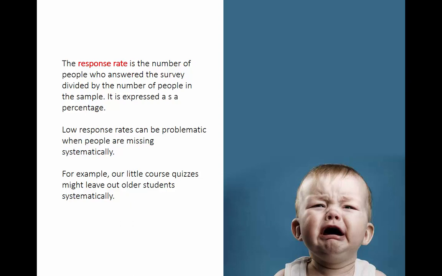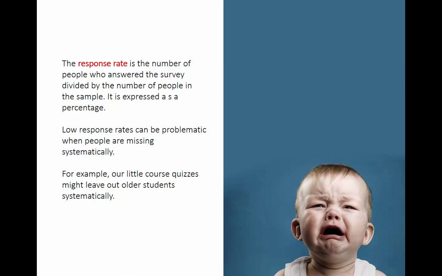So for example, we know that the use of internet or mobile phones is related to age. So maybe my little quizzes systematically leave out older students. That would be a problem if this were a real survey, right? We would have to do something about that. We need to know whether this is systematic or not, and there are ways to test this.